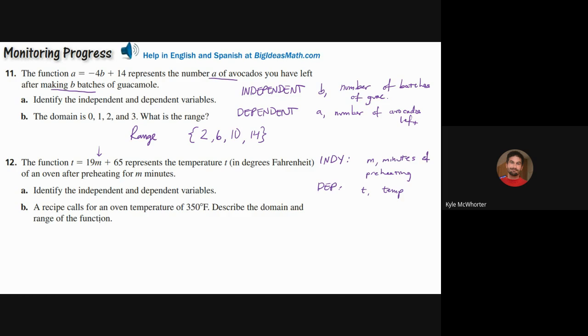Okay, well, the domain is going to be, what's the lowest amount of minutes that you could have it preheating for? 0. So from our domain, 0 is going to be the smallest M. And then we need to figure out how many minutes it would take to get to a temperature of 350. So we could plug 350 in for T. If 350 is T, then what was M? The function is 19M plus 65. I can solve for M by subtracting 65 from both sides.